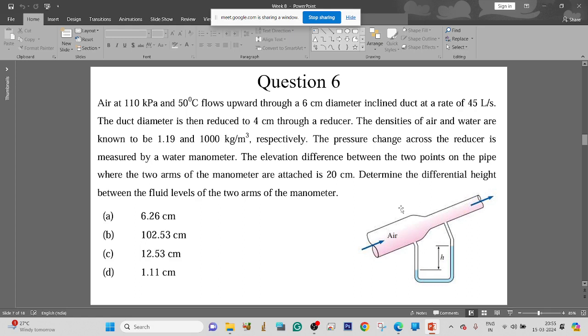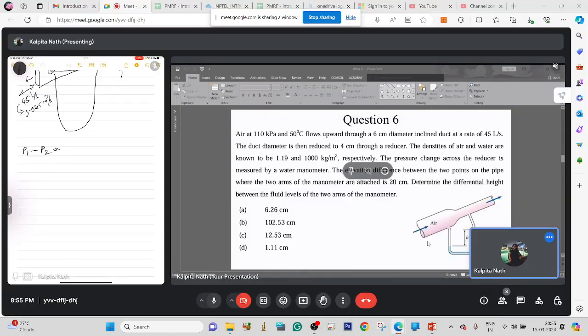Now if we apply Bernoulli's equation between point 1 and 2, we'll get P1 minus P2. I'm not going into much detail. You solve this yourself because it's already very late. So P1 minus P2 is equal to rho air times V2 square minus V1 square upon 2, plus density of air times g times Z2 minus Z1.